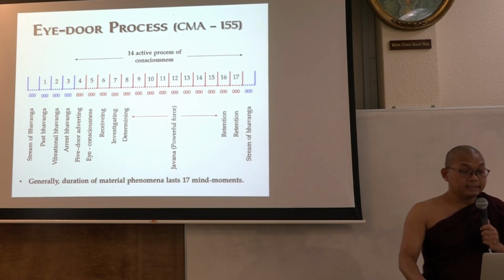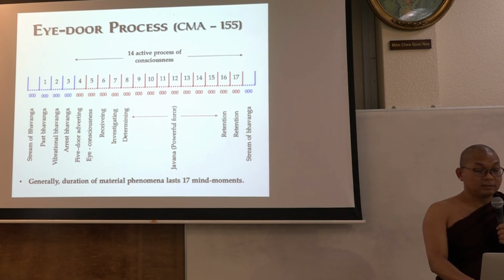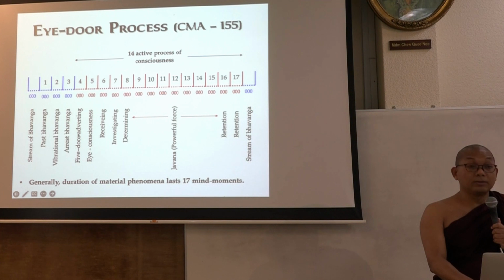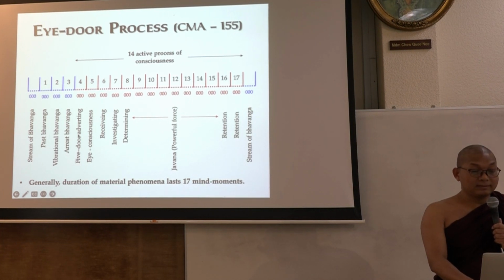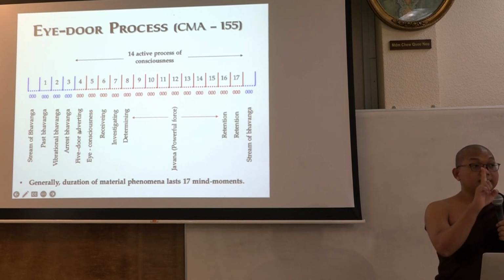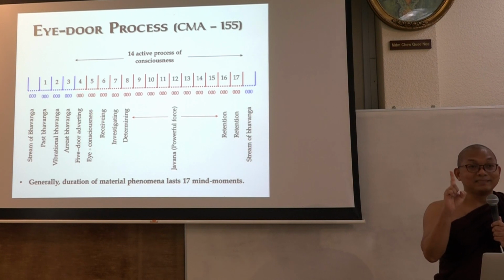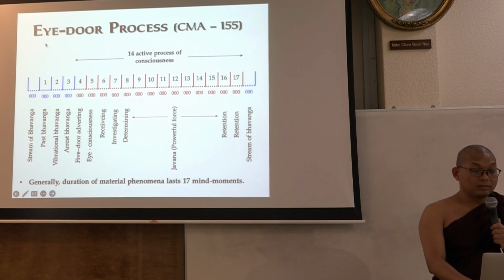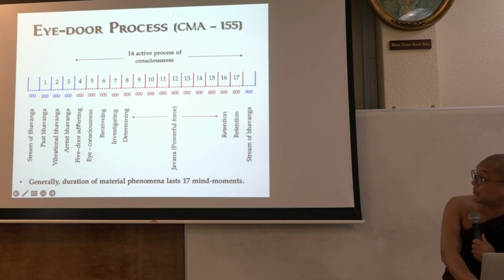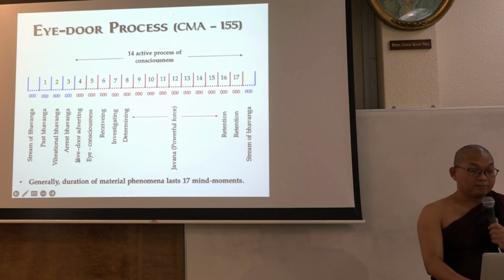So after Bhavanga Chaita, you will have 5 door adverting, right? We call it 5 door adverting, Pancha Dwara Avajjana. The door opens. Here, 5 door adverting is 1 Chaita, Ahetuka Chaita. You can count 1. Pancha Dwara Avajjana, or 5 door adverting. You can see my cursor, right? 5 door adverting.